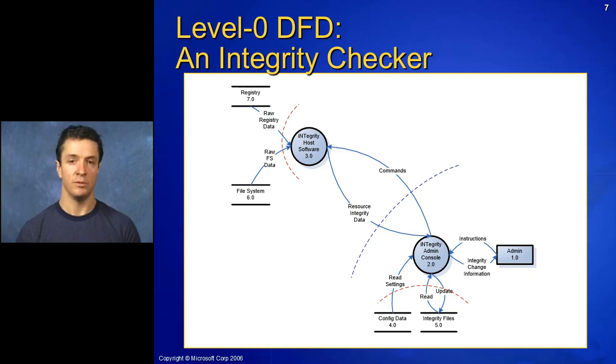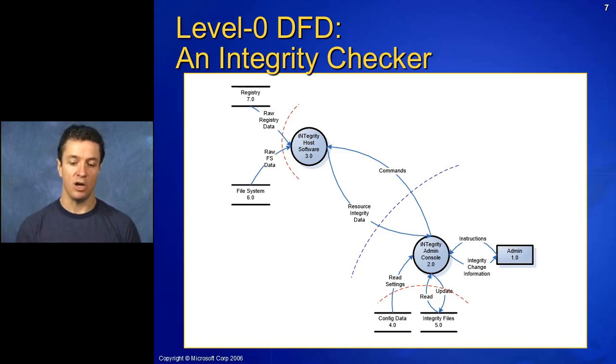And the host integrity software reads data from the registry, reads data from the file system. It could read stuff from Active Directory, whatever you want. So the admin 1.0 instructs the admin console 2.0 to go and query a server, and then there's a data flow from 2.0 to 3.0. It queries the server. The server does all the work it needs to do and sends the raw results back to the client, 2.0. Then it compares with the baseline information out of 5.0 to see whether anything changed or not.